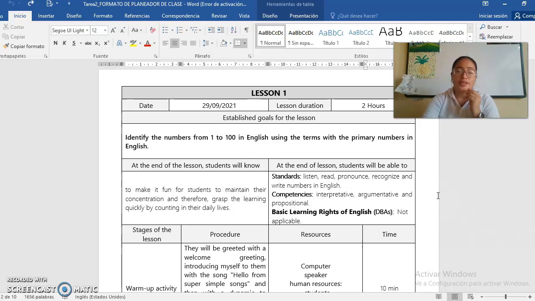Lesson 1. Date: 19, 2021. Lesson duration: 2 hours. Establish goal for the lesson. Identify the numbers from 1 to 100 in English, using the terms with the primary numbers in English.